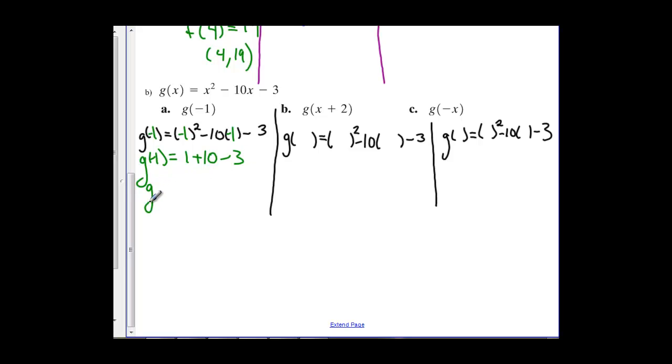So when we simplify, we get g of negative 1 equals what? Equals 8. That one okay? So what are the coordinates? Yeah, negative 1, 8. So we want to go plot this, which a lot of times you'll get a function and it'll say graph it. And if you need to plug in some points so you can graph it, as soon as you get to g of negative 1 equals 8, you know it's going to be negative 1, 8.